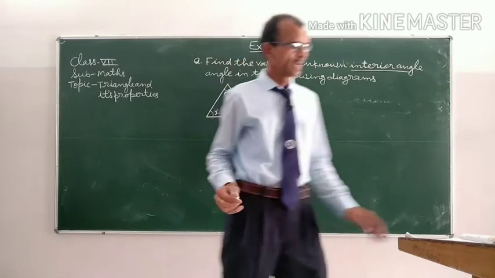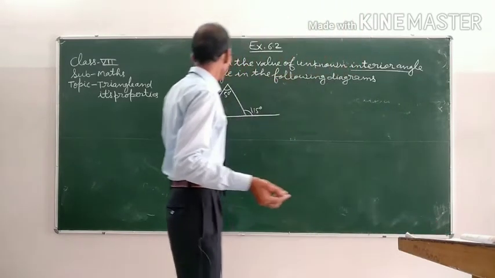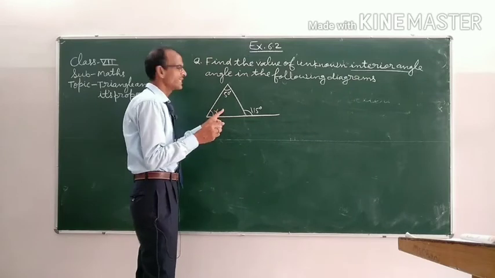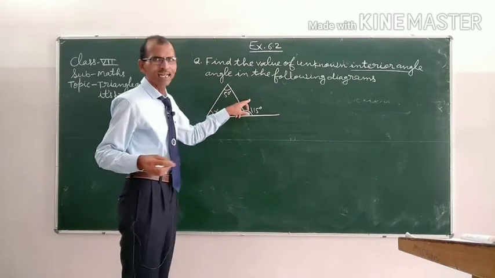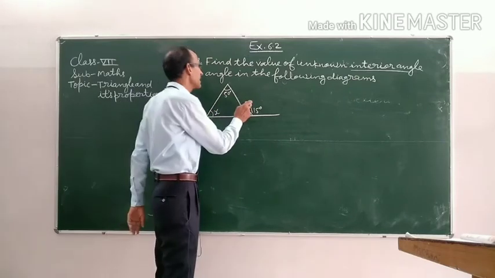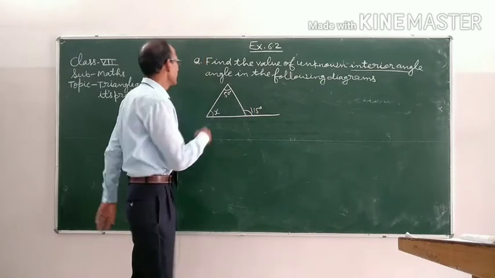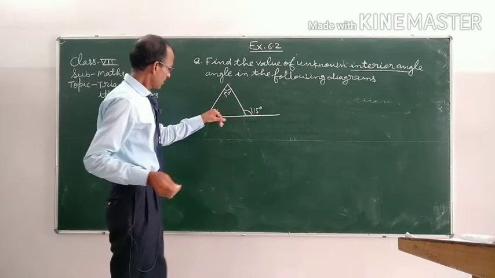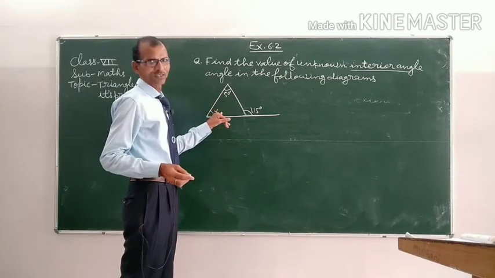Okay? Here in this question, you have to find the value of this unknown interior angle x. Here the exterior angle is given. यहाँ पे आपको exterior angle given है और interior opposite angle x और 50 है. You have to find the value of x.